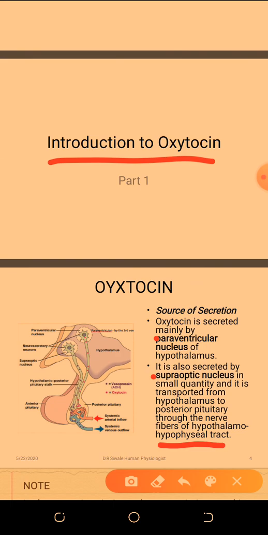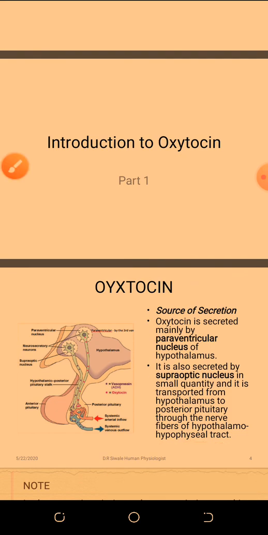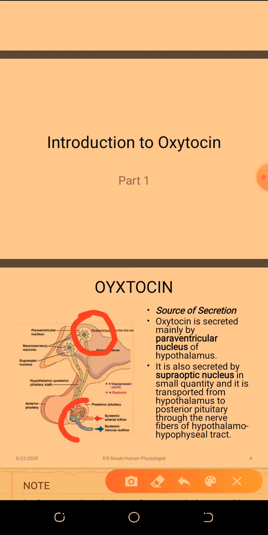Okay, so oxytocin is associated with the paraventricular nucleus, but there are some small quantities secreted by the supraoptic nucleus. The supraoptic nucleus is associated with secretion of ADH. So what we are saying is that synthesis of oxytocin takes place in the hypothalamus, and then it is stored in the posterior pituitary gland. It's different from hormones of the anterior pituitary gland, where synthesis takes place there.